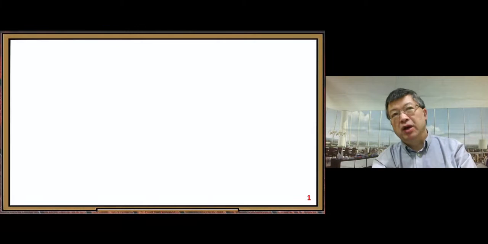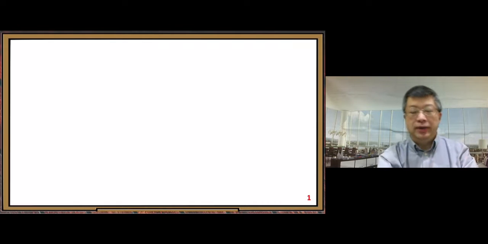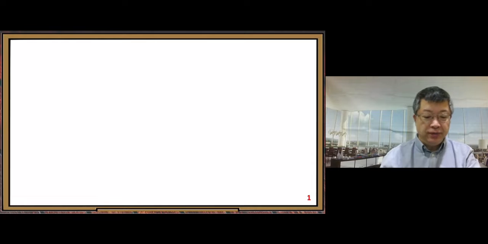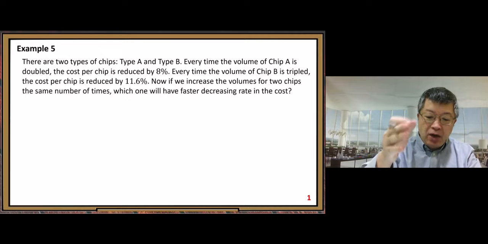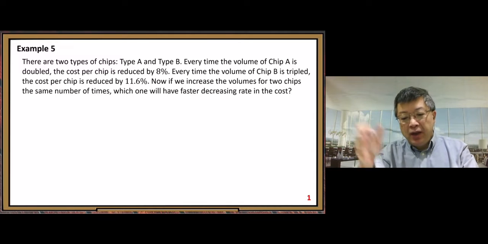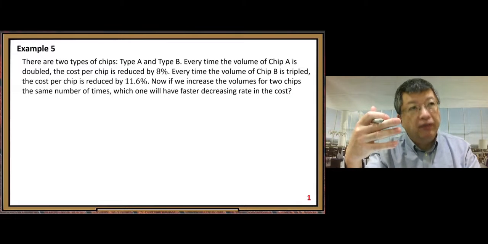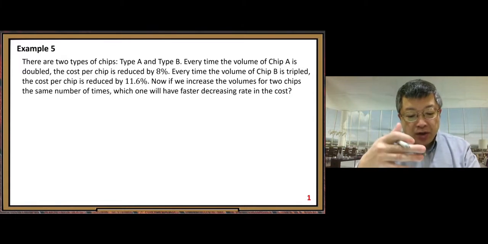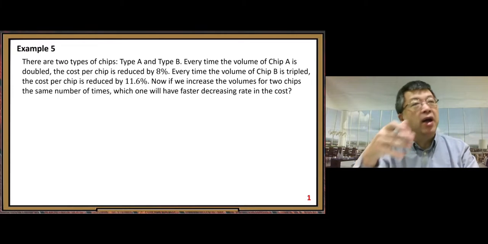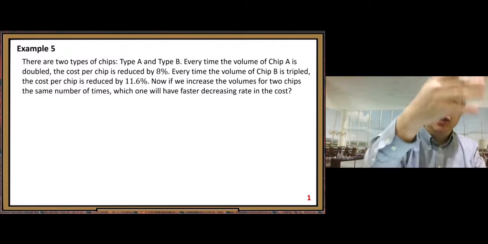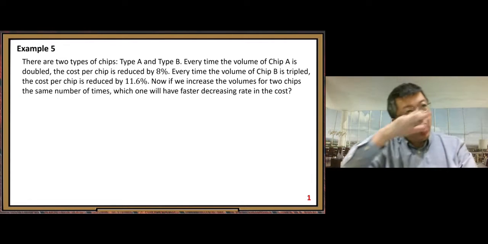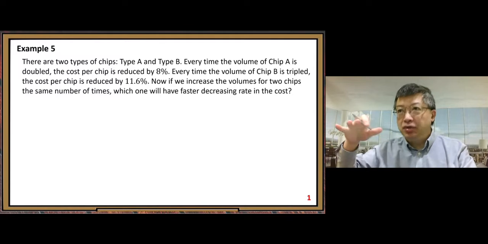This question is quite different from what we have seen so far, but it is an interesting question. Example 5. There are two types of chips, type A and type B. Every time the volume of chip A is doubled, the cost per chip is reduced by 8%. Volume doubled, the larger the volume, the lower the cost. That's very natural, right?